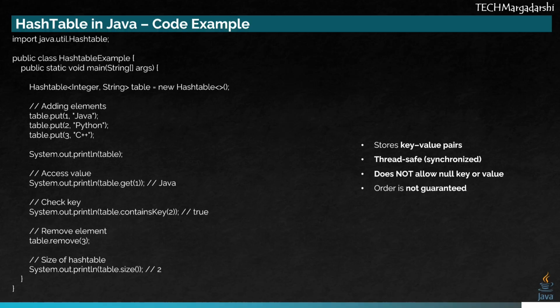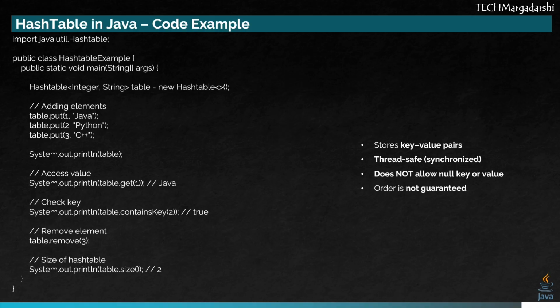Let's look at a Hashtable example in Java. First, we import the Hashtable class and create a Hashtable with integer keys and string values. We add elements using the put method. Hashtable stores data in key-value pairs, similar to HashMap. When we print the Hashtable, the output may not follow insertion order.